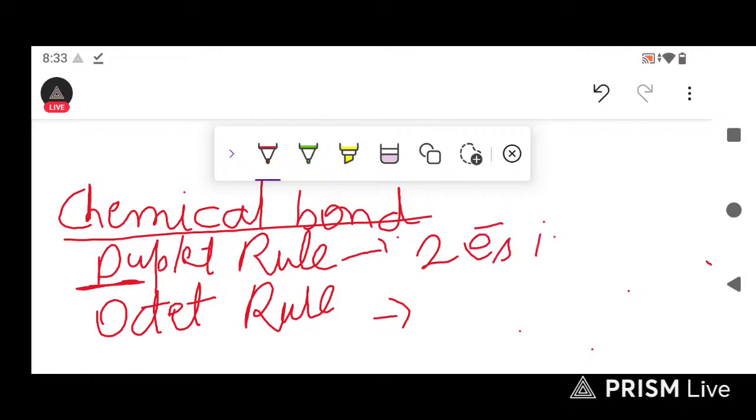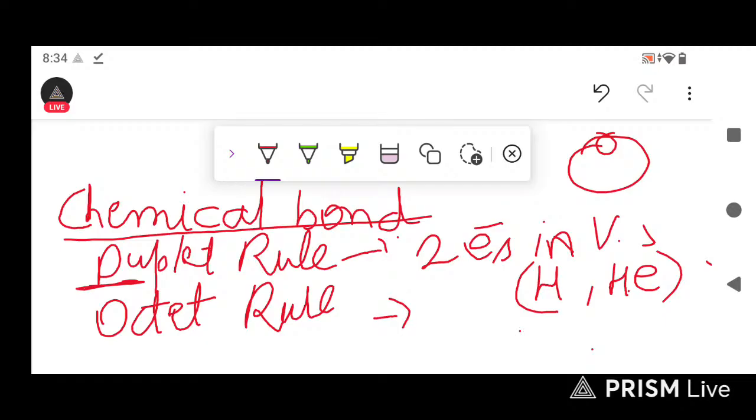Two electrons in the valence shell, like that of hydrogen and helium. Hydrogen basically has one electron in its valence shell. By gaining one more electron, it becomes H negative, hydride, with two electrons. Helium already has two electrons in its valence shell, so it has completed its duplet rule.